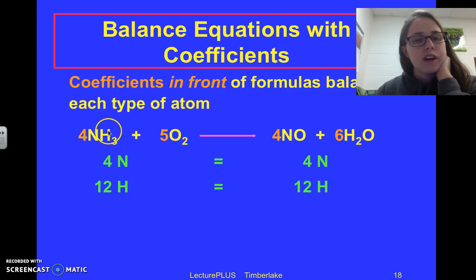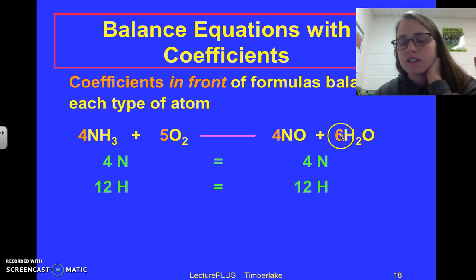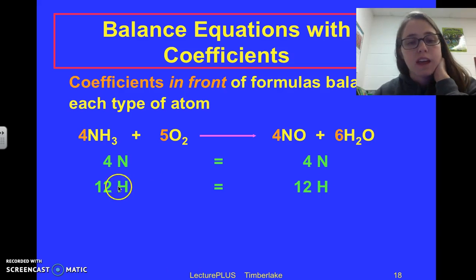Now we say hydrogens. Okay, so this is H3. There's 4 molecules of that H3, so 4 times 3 is 12 hydrogens. Okay, so there are 12 hydrogens there. On this side, we have hydrogen here. There's 2 hydrogens in this molecule, and there's 6 of those molecules, so 6 times 2 is 12. So that's the same.